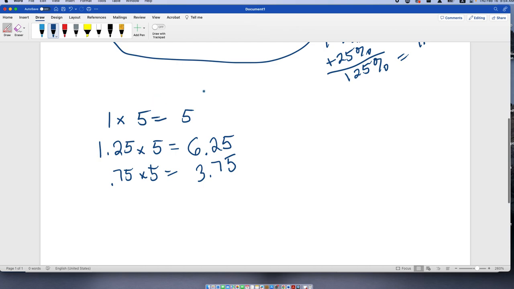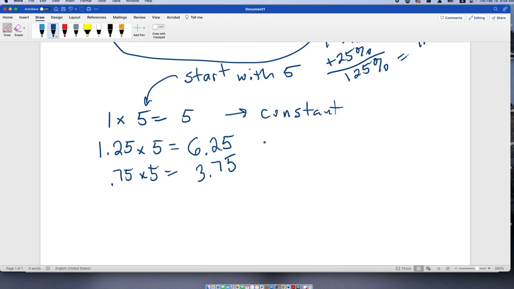In all of these stories, we're starting with 5. This one is a constant, so no change. This one is a growth of 25%. We can kind of see, to get the growth amount, we'd have to subtract 1. And this one is decline or decay. Decay sounds kind of scary sometimes. Decay of 25%.